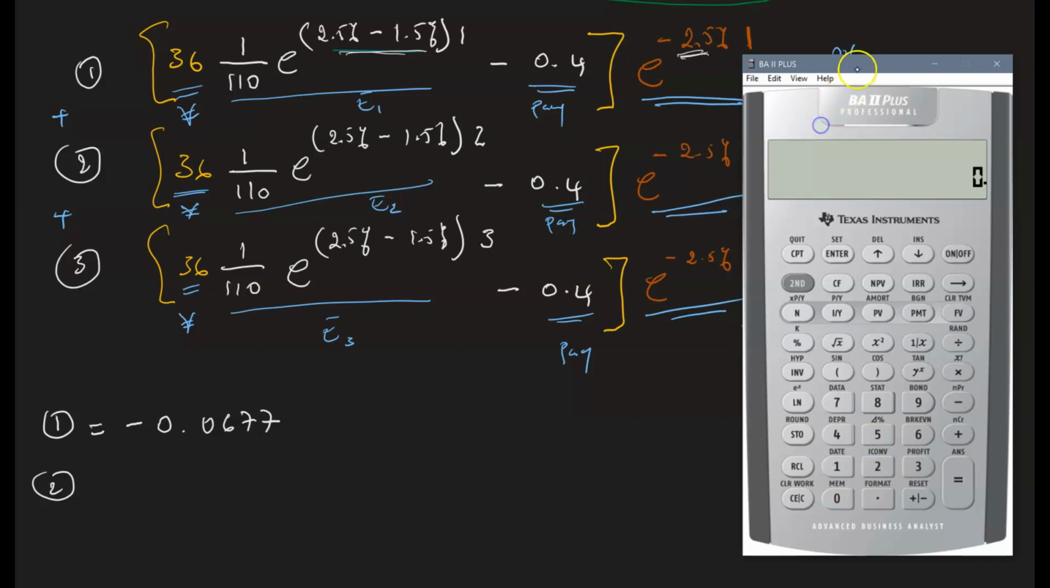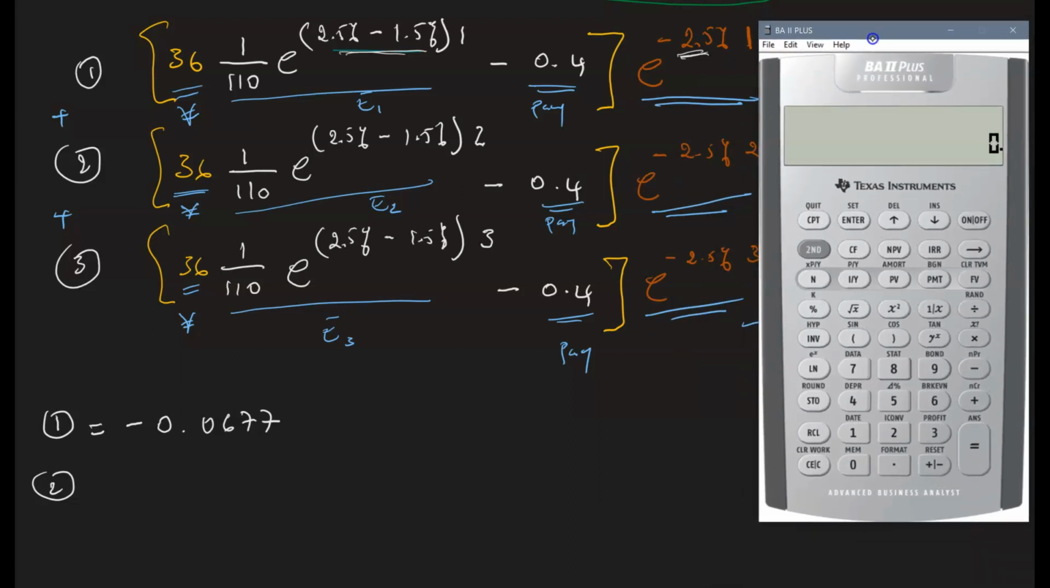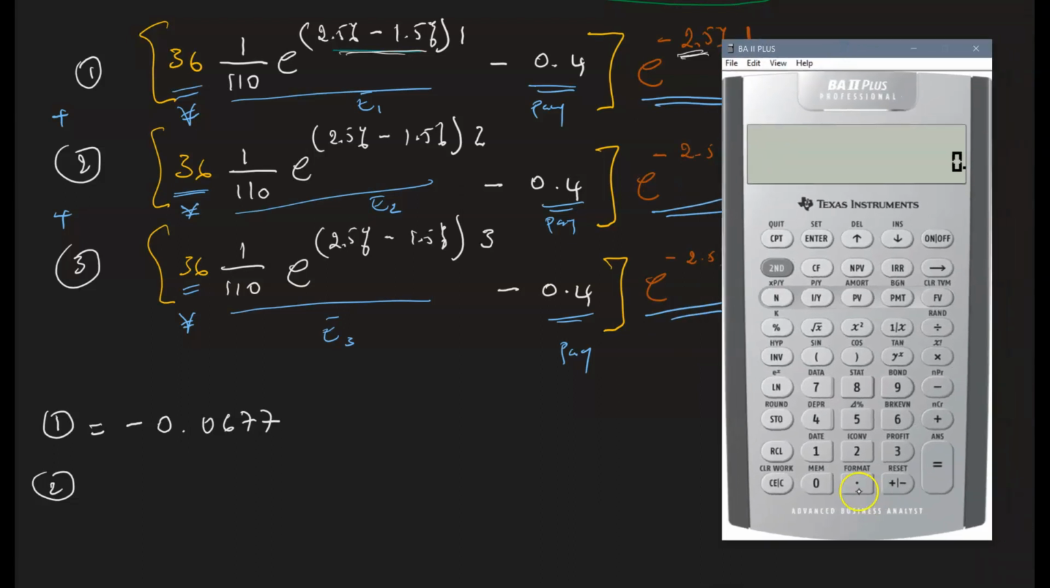Alright, we're going to work with the second cash flow now. We're going to have 2.5%, and then we're going to multiply by 2, minus present value, right? So it's going to be 2.5% times 2 equal minus, and then we're going to do second function exponential. That's our present value factor. Let's store that, store 1.